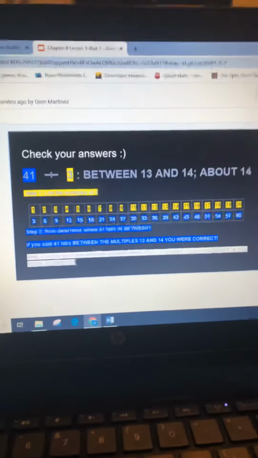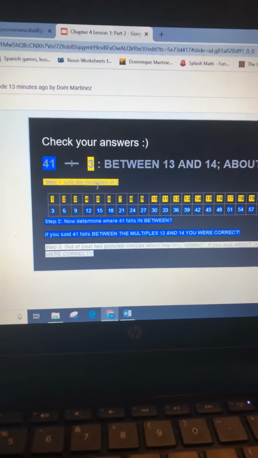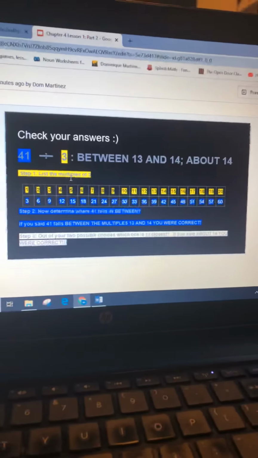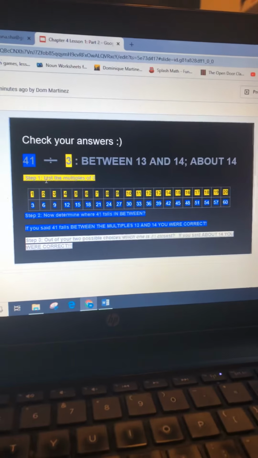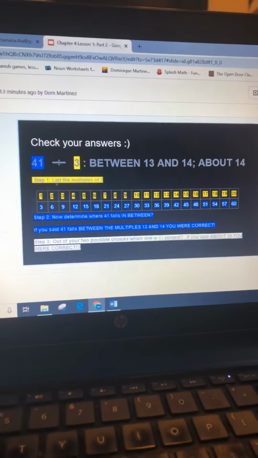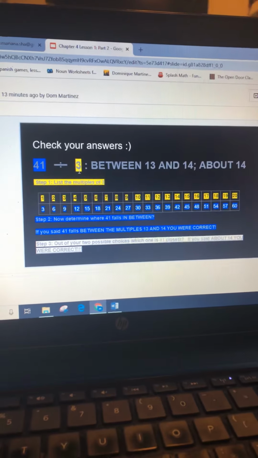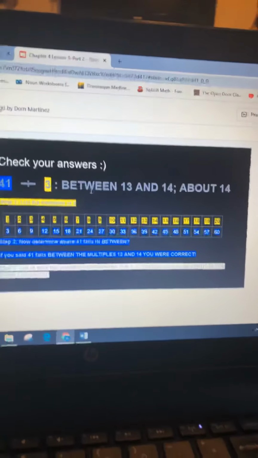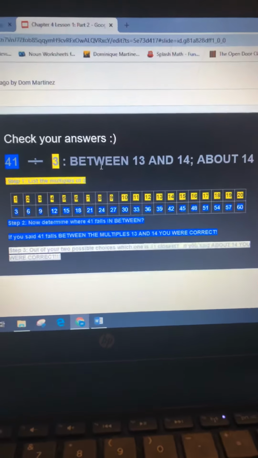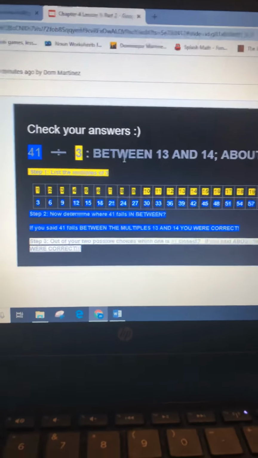So if you look, we're looking at 43 divided by 3. I kind of color-coded this. I'm hoping this will help you out. What you should have done is listed the multiples of 3, right? So if they're asking you 41 divided by 3, what is the quotient between? Well, here is your answer. It's between 13 and 14, and it's about 14. So if you got that, you're right.